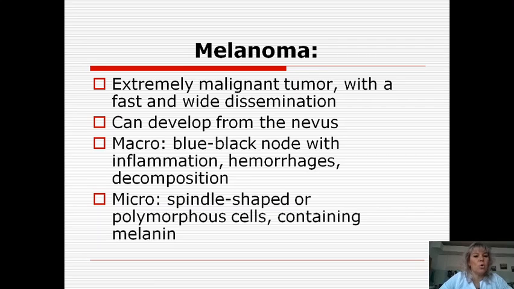What about melanoma? An extremely malignant tumor with a fast and wide dissemination. Can develop from the nevus. Anatomically, a blue-black node with inflammation, hemorrhages, decomposition, without distinct borders. Histologically, spindle shape or polymorph cells contain melanin.